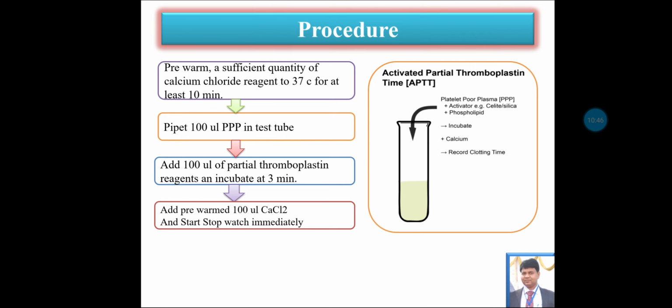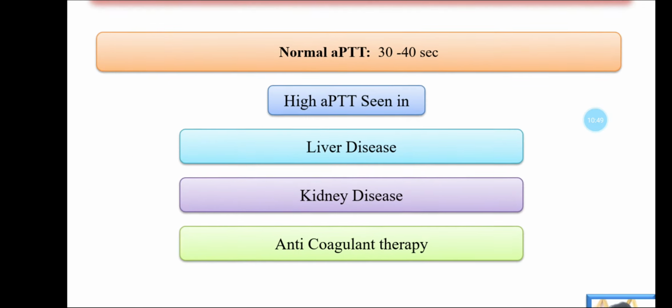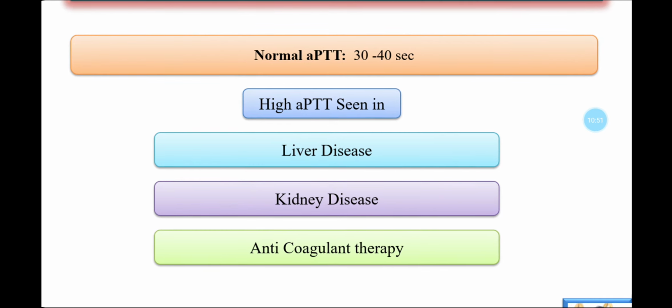So this is the activated partial thromboplastin time. The normal time is around 30 to 40 seconds. A high APTT is seen in liver diseases, kidney diseases, and anticoagulant therapy. In liver disease, whenever there is a failure of the liver due to any cause, either cirrhosis or hepatitis or some other disease, which leads to dysfunction of the liver or decreased liver function, that leads to a deficiency of coagulation factors in the blood, and in this condition there is also an increase in the activated partial thromboplastin time.